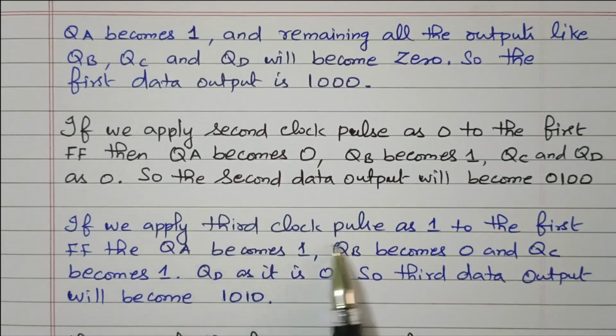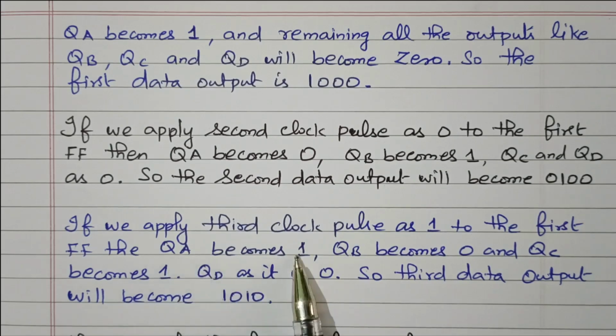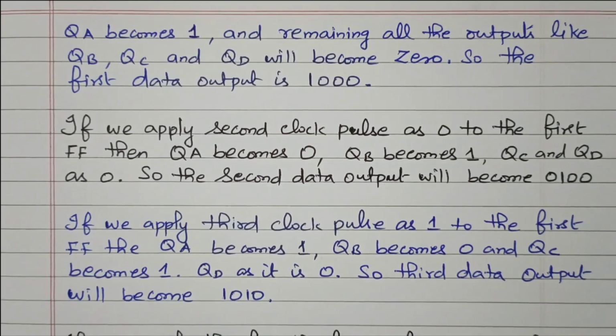If we apply the third clock pulse as a 1, because the data we need is 1, 1, 0, 1, we are applying the third clock pulse 1. What happened? Again QA becomes 1, and what was available in QA, 0, moves to QB, so QB becomes 0. Now QC becomes 1 and QD becomes 0. The data will be 1, 0, 1, 0.